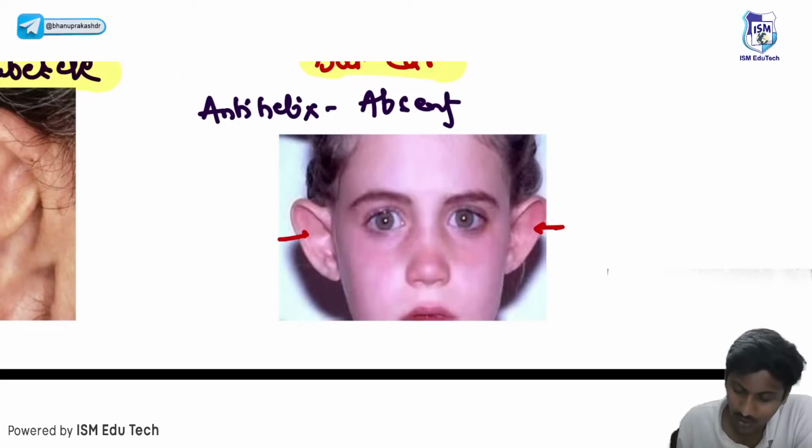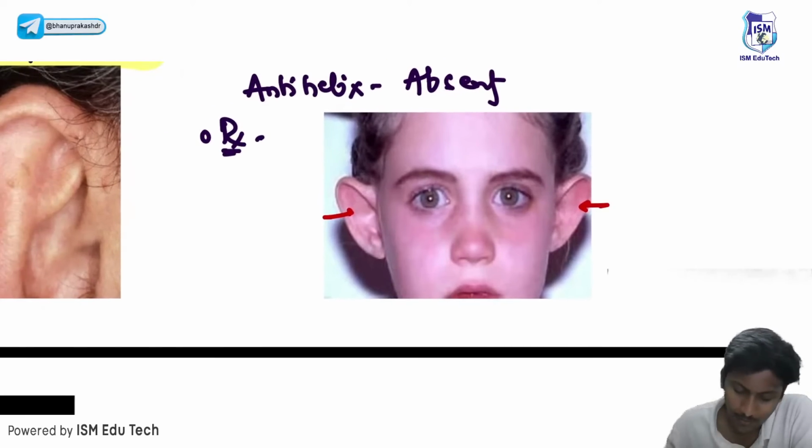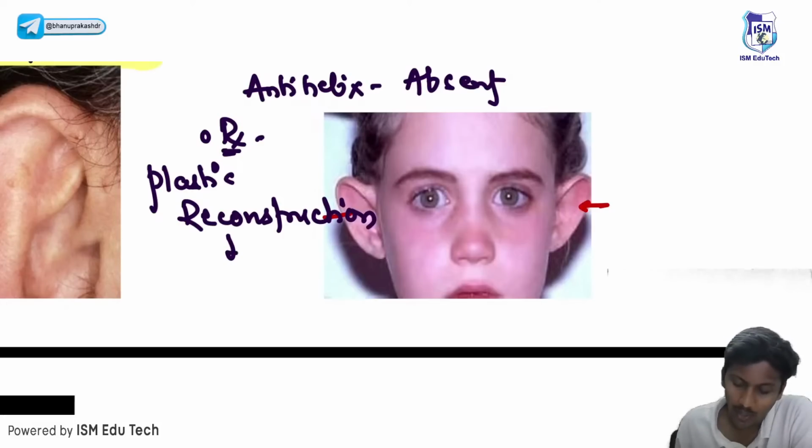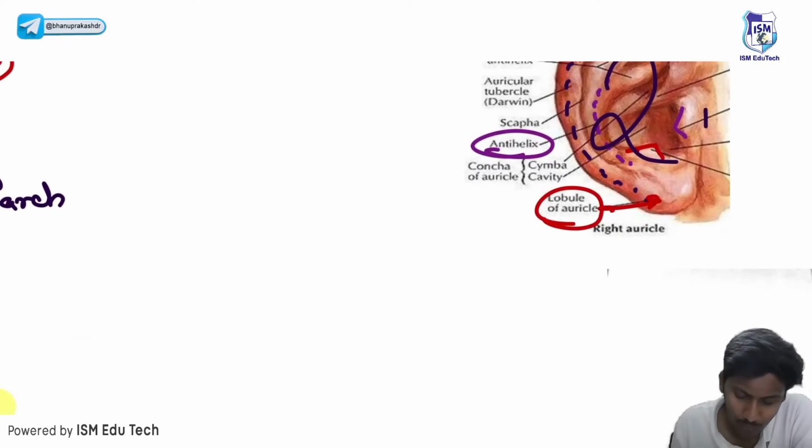Now please tell me, for bat ear definitely, as it does not look good, therefore we will go for a plastic reconstruction. But tell me what should be the time of plastic reconstruction? One important thing about embryology that I'll tell you, so it will be related to it.